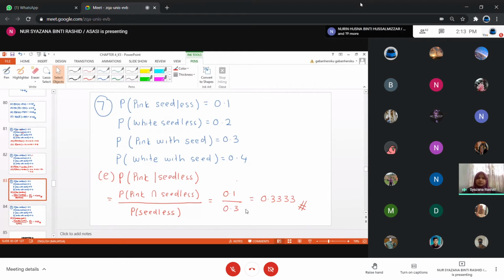This is 1 over 3. Kan? Betul kan? Ini ke 1 over 3? Ke 3 over 10? Betul lah. Okay, 1 over 3.